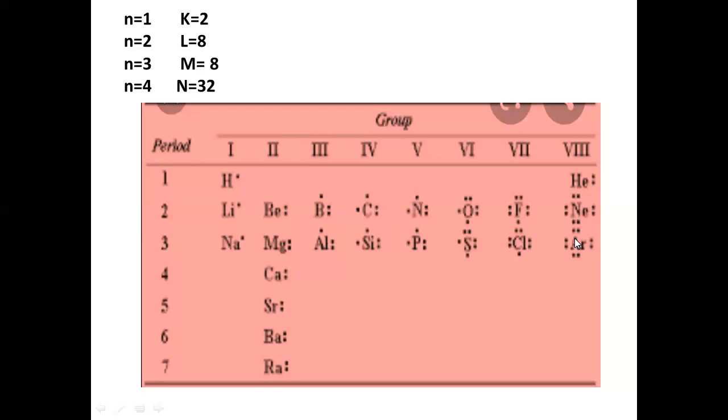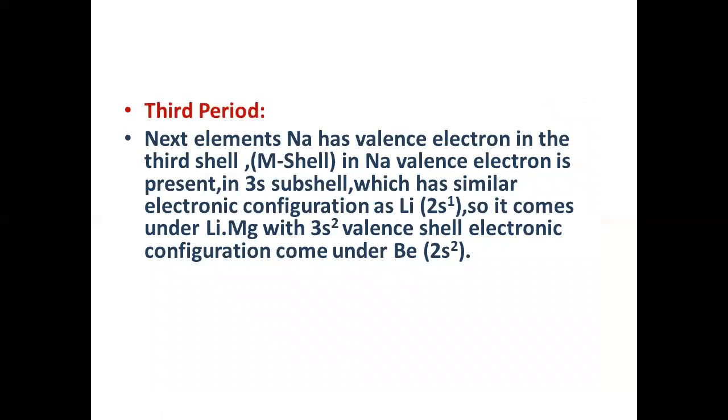So it means that the valence electrons follow their group numbers. In the third period, the next element, sodium, has its valence electron in the third shell, and the third shell is the M shell. I told you about K, L, M. K can accommodate 2 electrons, L can accommodate 8 electrons, and M can accommodate from 8 to 18 electrons. In sodium, the valence electron is present in 3s. So 3s1 means one electron is present in the outermost shell, so it must be in group number 1.